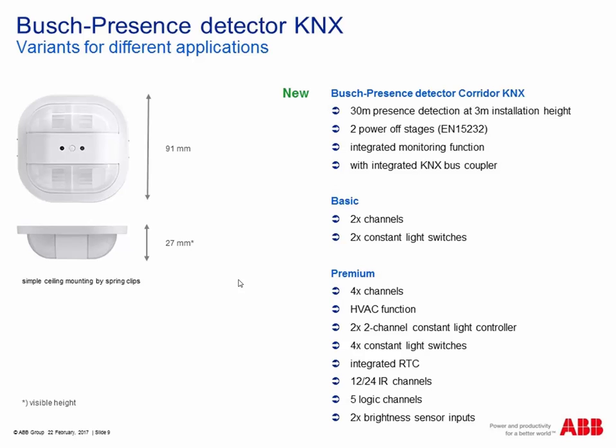But here, the same 2 power off stage, integrated monitor function, the basic one with 2 channels, 2 constant light switches, the premium version with the extended functionalities. And one difference here is that in the other presence detectors, we have so-called sectors, sector 1, sector 2, sector 3, and 4. And these 4 sectors can be activated or deactivated independently and separately. Here is the difference. In this one, both sectors here and both sectors here are initially grouped, and you cannot change it. That means a combination between sector 1, sector 2, sector 3, and sector 4. So this is the only difference here.